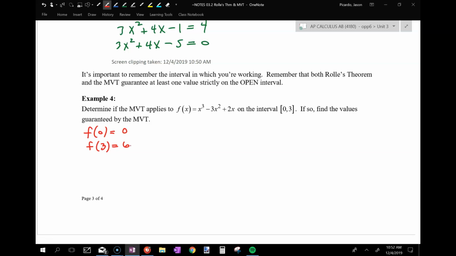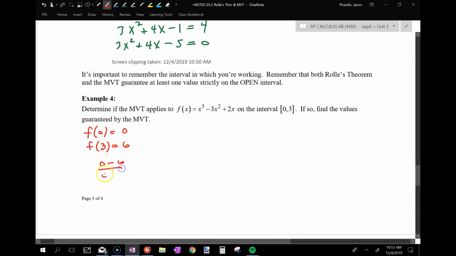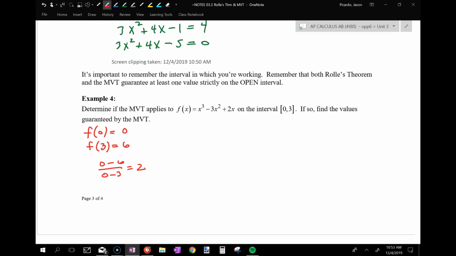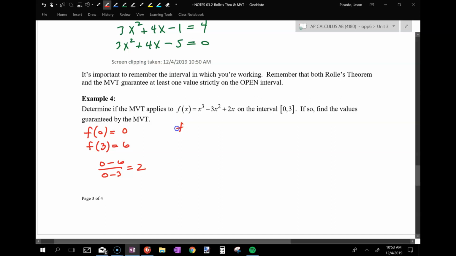It is. All right, so does it apply? Well, it's continuous. Yep, it's closed, so it looks good. If I were to take this slope, it's going to be 0 minus 6 over 0 minus 3, which gives me a slope of 2. So there better be a point on the derivative that has the same slope as the secant, right? So the derivative is this. And I know that the derivative, by the mean value theorem, better equal 2 at least once.